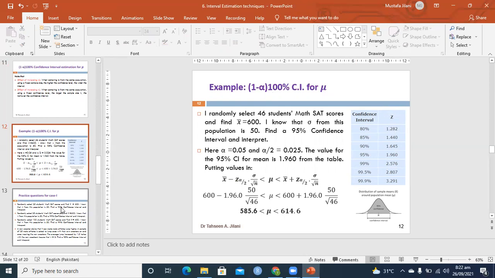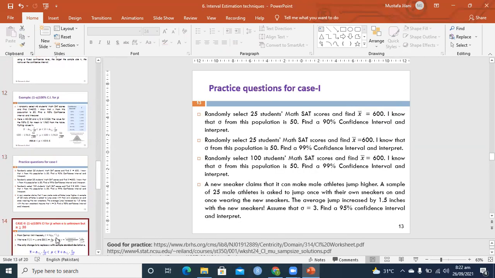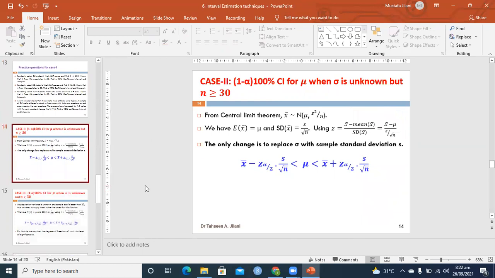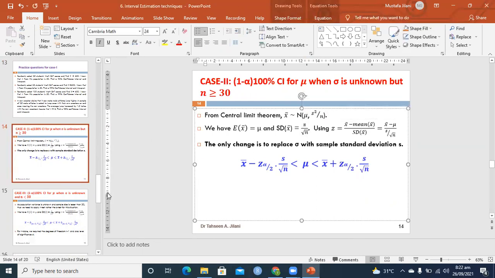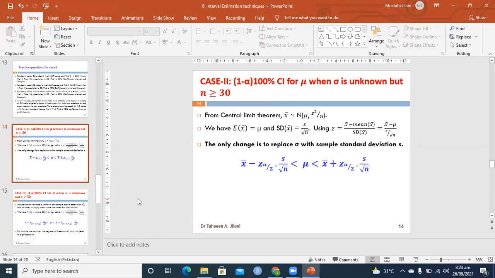In case number 2, you can try these examples. In case number 2, we have everything same, except that in place of sigma, we are using S. S stands for sample standard deviation. Look at this formula. Only the change here is S. Because population standard deviation means the standard deviation for the whole population, which in practical life is very difficult. So what we do, we replace the population standard deviation with the sample standard deviation and work out this formula. Everything is same except this thing.